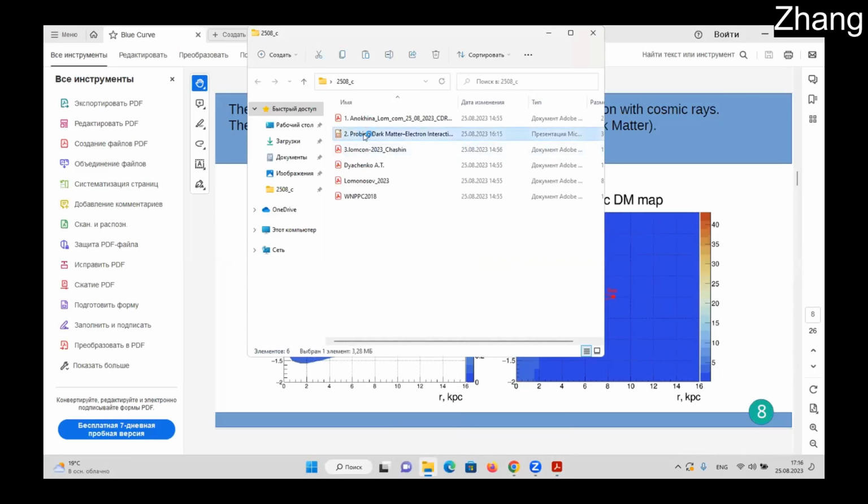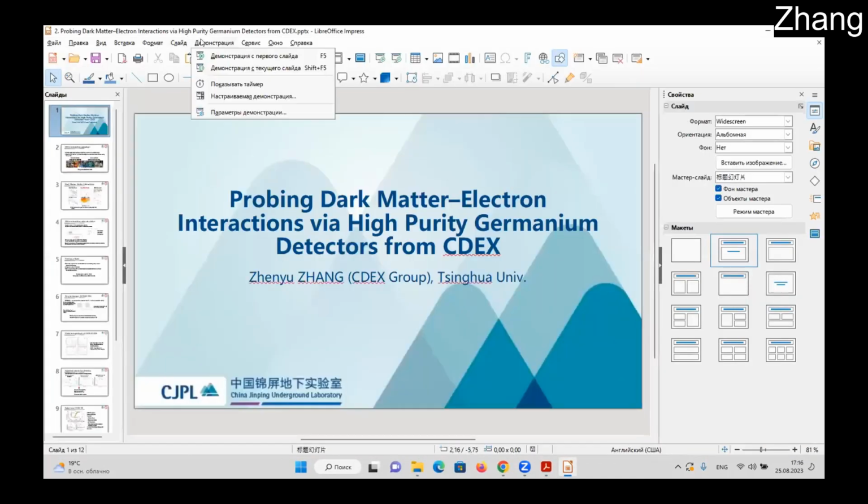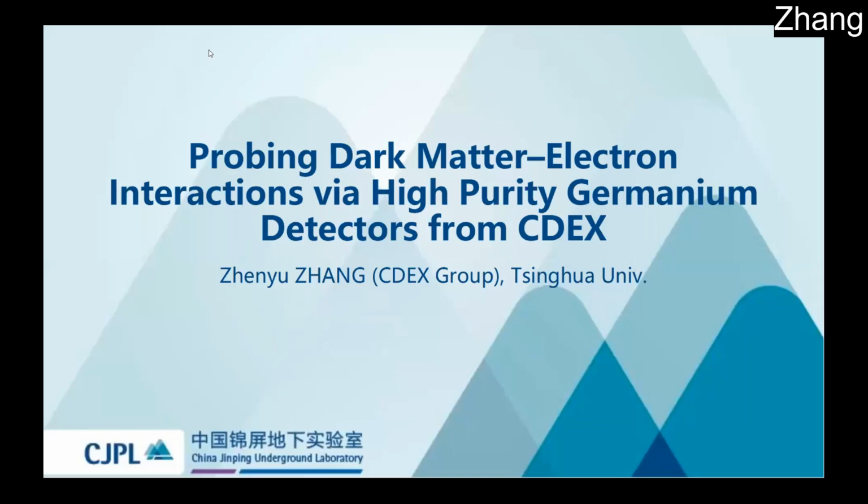Anyway, it's an honor to be here to give a brief presentation. I'm going to introduce our newest result on the dark matter electron interaction detection via high purity germanium detectors from the CDEX experiment. I'm Zhang Zhenyu from the CDEX group, Tsinghua University.